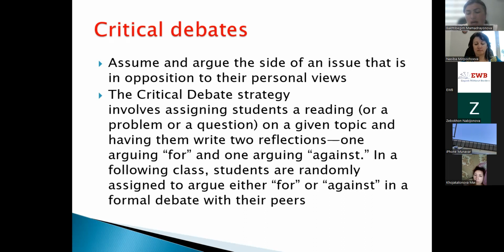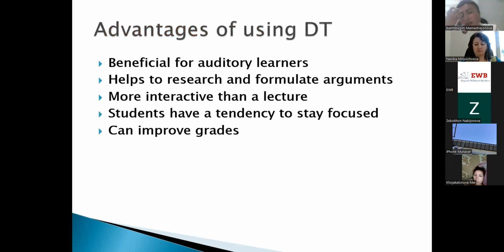Now, these were the types of discussion techniques. And here we discuss the advantages of using discussion technique. Now, the advantages: the first is that it is beneficial for auditory learners. So in this case, all students have the opportunity to share their thoughts and opinions, and this style is very good for auditory learners.